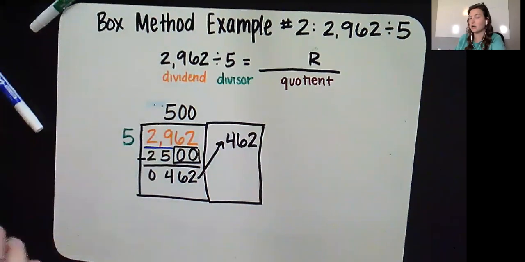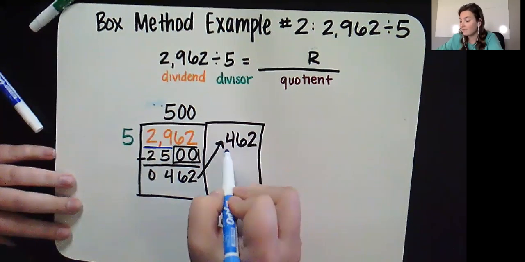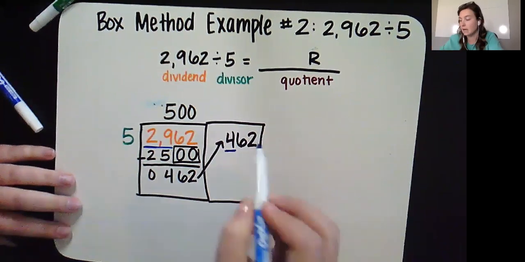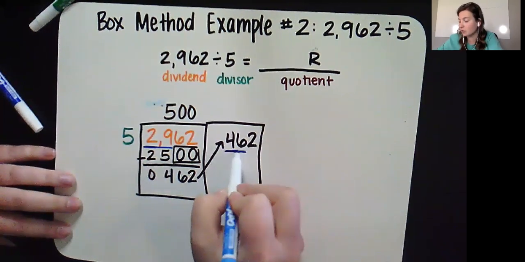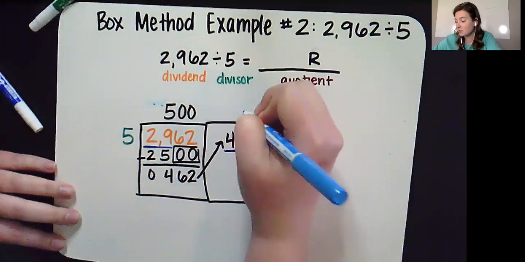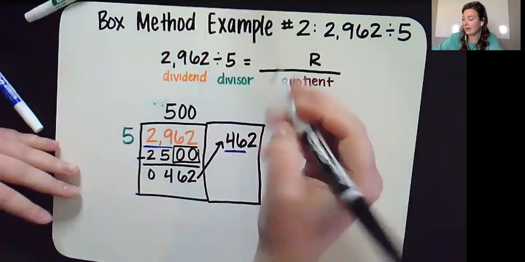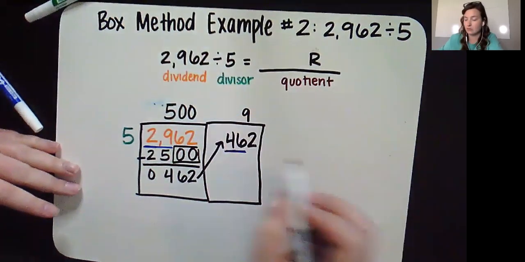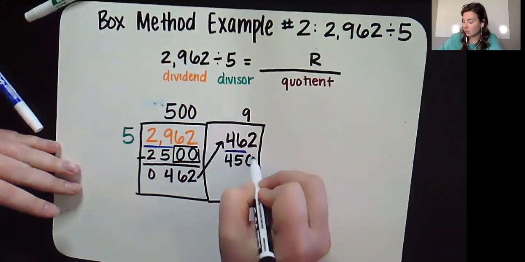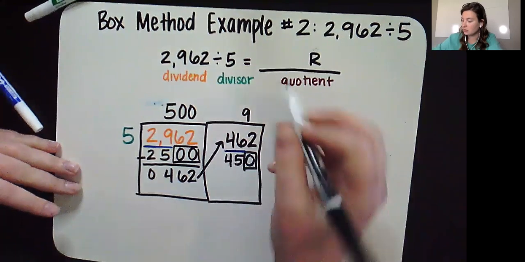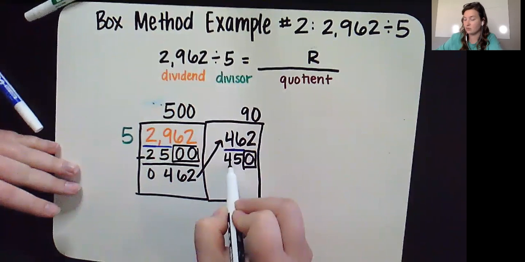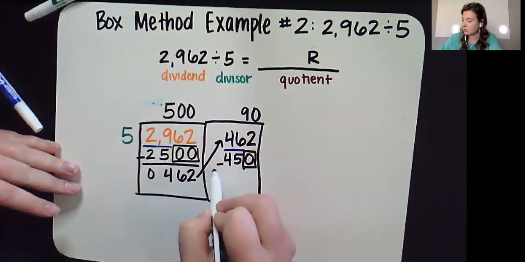So now we have 462. If I have 4 dots, how many groups of 5 can I make? None. What about if I have 46 dots? If I have 46 dots, I'm able to make 9 groups of 5. That would be 45 dots. I need to put my 0 on the back here and then bring that 0 up top. 90 times 5 would give us 450. Now I'm going to subtract.